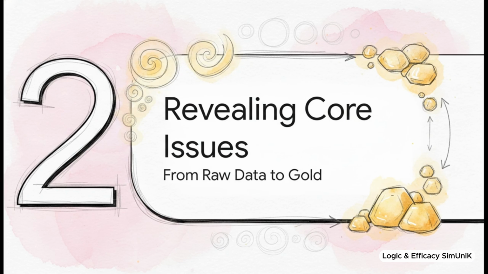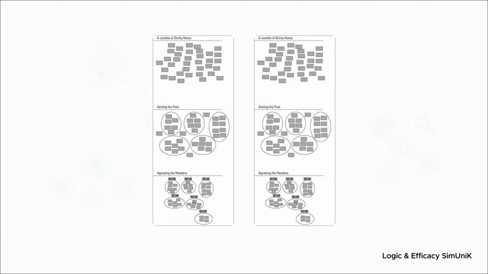All right, so once everything is sorted, you get to the really exciting part. This is where you actually turn all that raw data into something incredibly valuable by revealing the core issues at play. And here it is. This is the payoff. You go from that initial chaotic jumble of notes on the left to these clean, distinct, sorted groups on the right. Now, the final and most important step is for the team to look at each group and agree on a name for it, a header that perfectly captures its central theme.